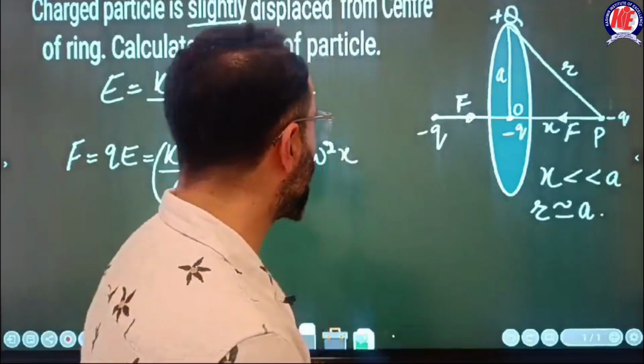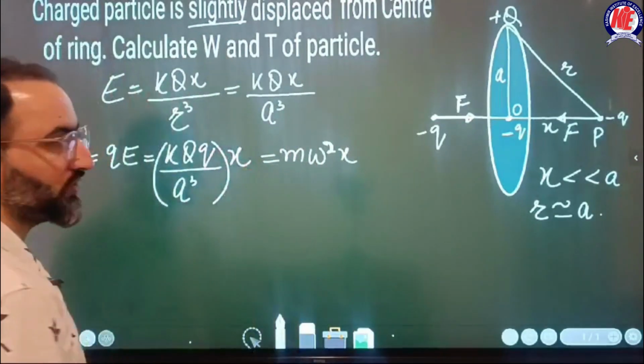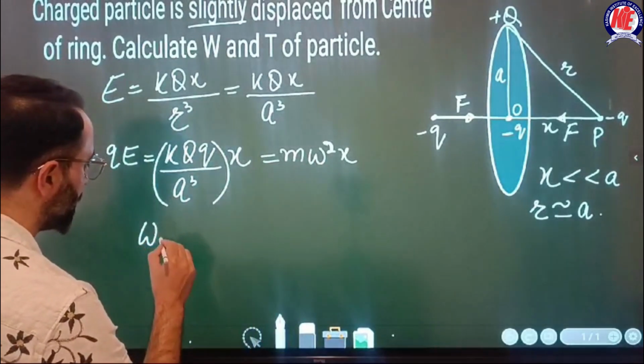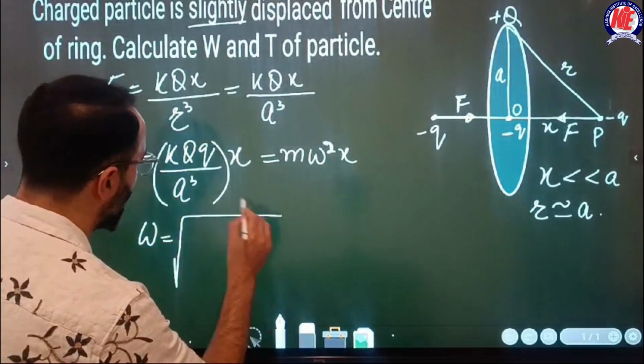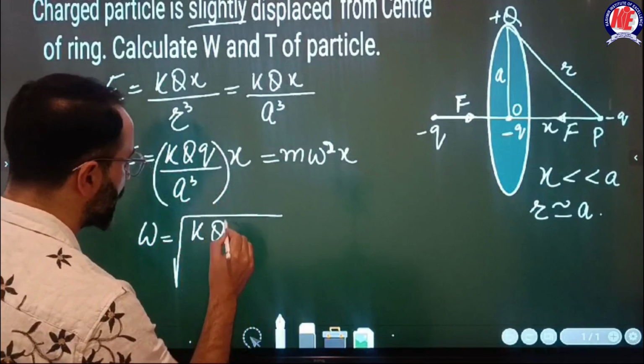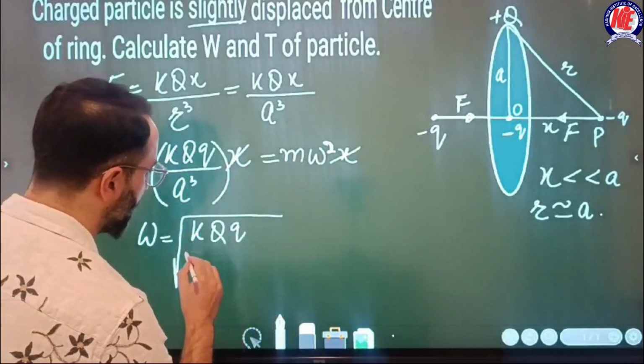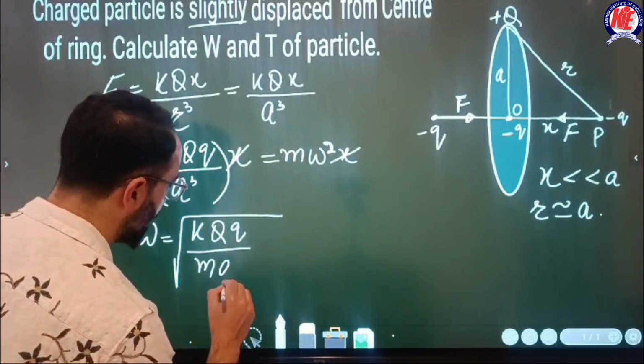All right. So in this equation, x and x are going to cancel. When that cancels, I can easily calculate the value of omega, which comes out to be the root of all this, that is k Q q divided by m into a cube.